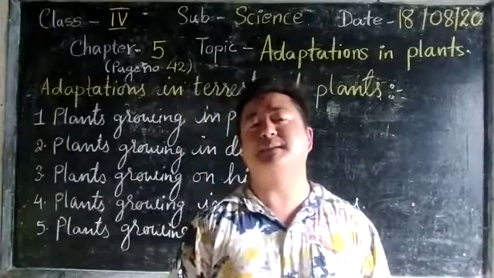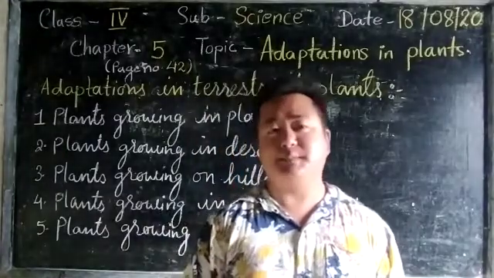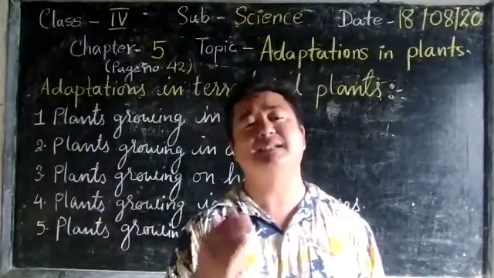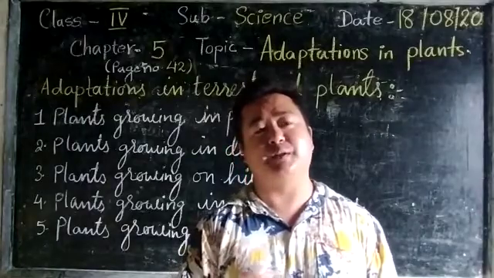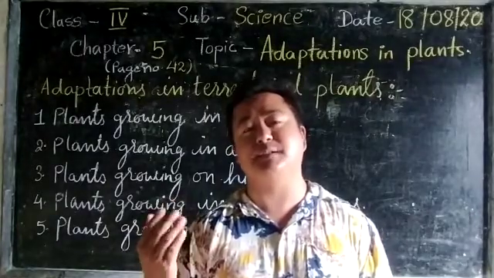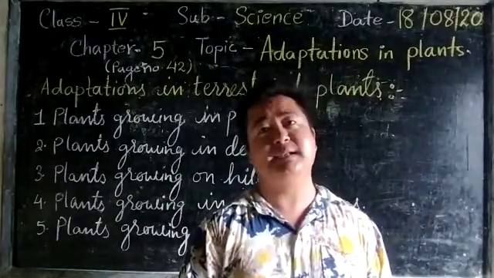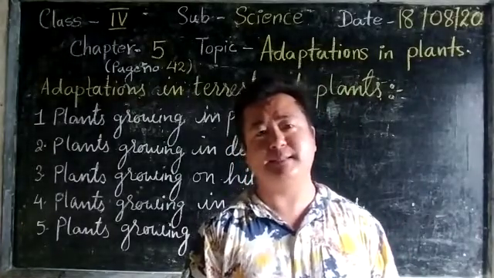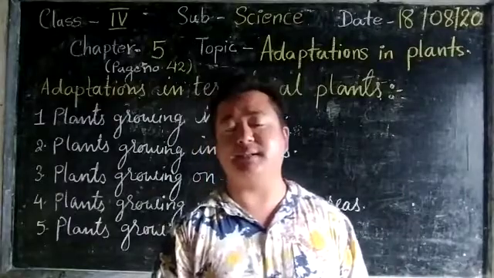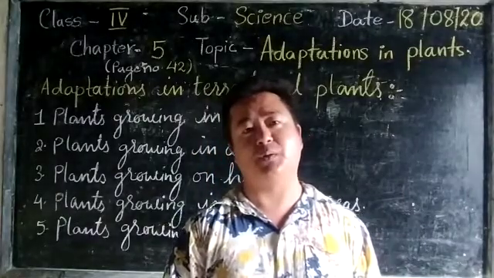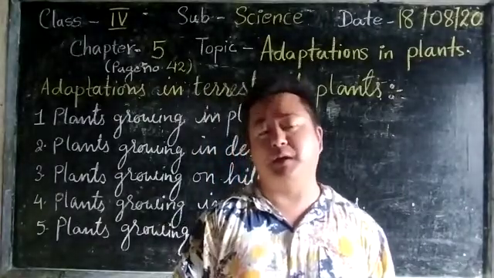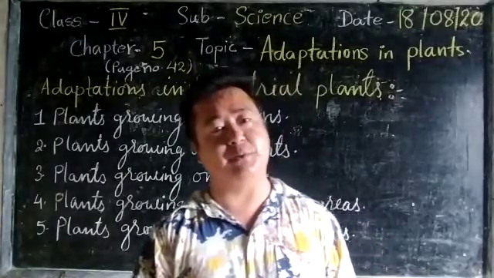So this type of plants are known as deciduous plants. For example, one of the deciduous trees we can see is sisum. Sisum and teak are deciduous trees, which grow in areas that receive less rainfall.